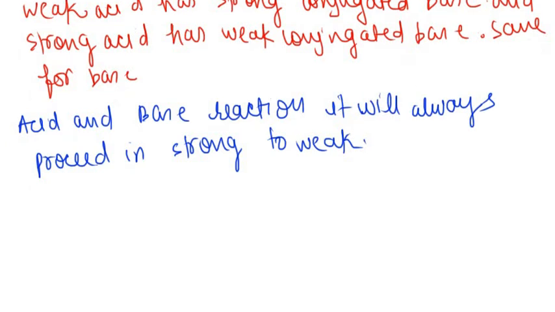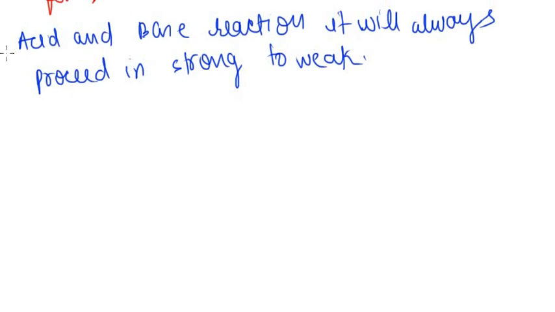Now, on the basis of this concept that I have just written, acid and base reaction will always proceed from strong to weak. We can write it also, from strong to weak. It's a very important sentence. It will clear most of your doubts that you get in reactions, why these two acid base react and why these two acid base don't react. You will get that answer with the help of this theory.